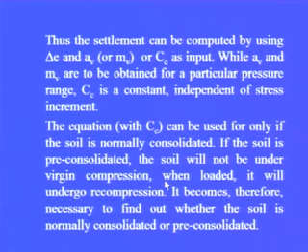Thus the settlement can be computed by using delta e or av or mv or Cc as input. While av and mv are to be obtained for a particular pressure range, Cc is a constant which is independent of the stress increment for normally consolidated clays only.